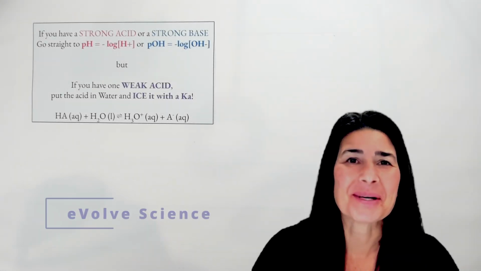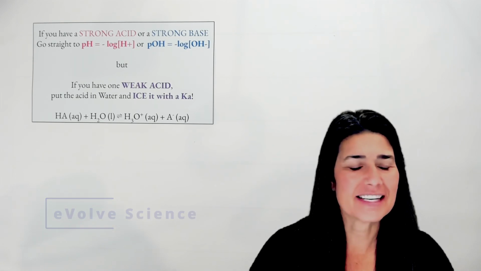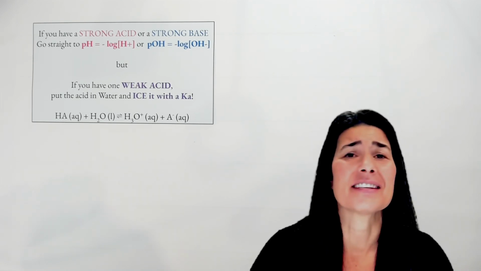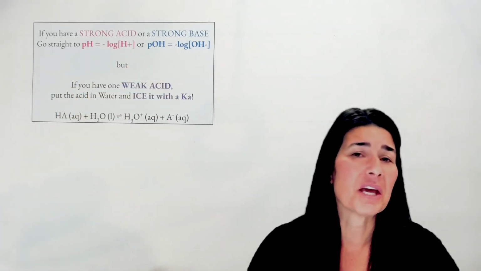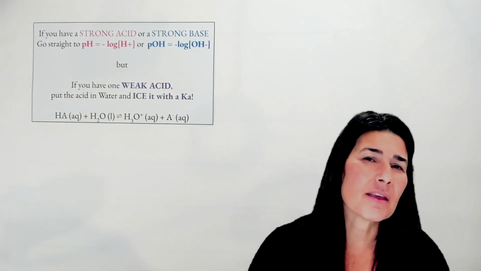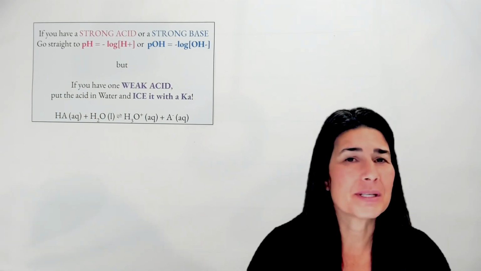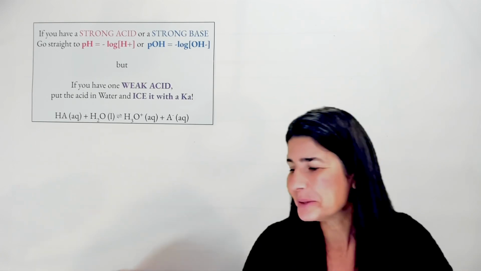All right, remember your plan of attack for acids and bases so far is if you identify that what you have is a strong acid or a strong base, you're going to go straight to pH or pOH. If you identify that what you have is a weak acid, put the acid in water with some ice and a twist of Ka. Let's do a next example.